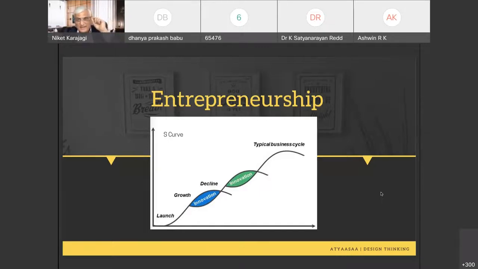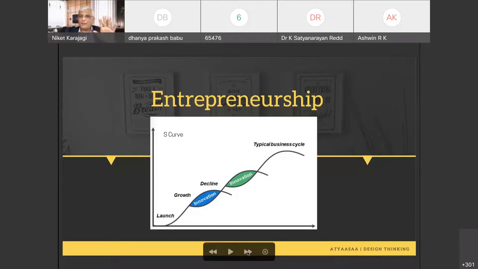I can tell you this with absolute confidence. Any organization on the verge of shutdown, if it has to be revamped and brought back into action, design thinking is the solution. So if you look at it across the S curve, design thinking is at play constantly. And that's what I wanted to talk about when it came to entrepreneurship.